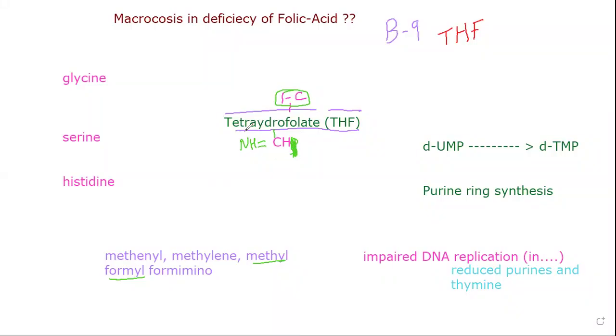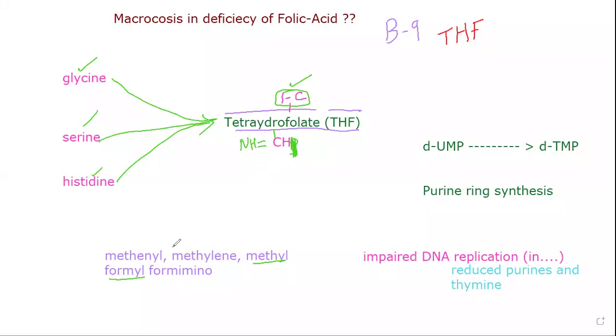So two questions. First, where does tetrahydrofolate get the one carbon units from? One carbon units come during catabolism of various amino acids, for example, glycine, serine, histidine. When these amino acids are catabolized, one carbon units can be transferred from them to tetrahydrofolate.